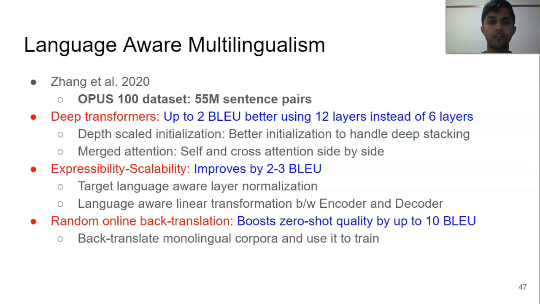Finally, their focus on zero-shot translation showed that random online back translation boosts the zero-shot quality by up to 10 BLEU. By random online back translation, it means that randomly during training, you perform back translation in the zero-shot directions and then use it to train the particular model. This makes the model aware of the zero-shot directions and therefore boosts zero-shot translation quality. My colleague will talk about zero-shot translation much later. So if you have any questions regarding these kinds of aspects of zero-shot translation, please ask him. Of course, you can ask me as well.